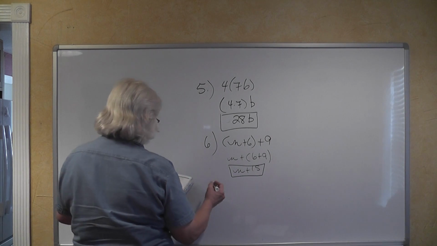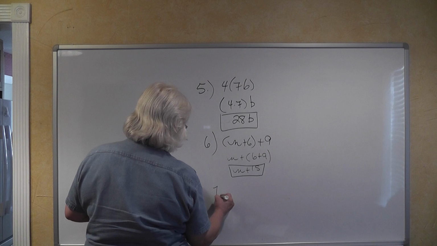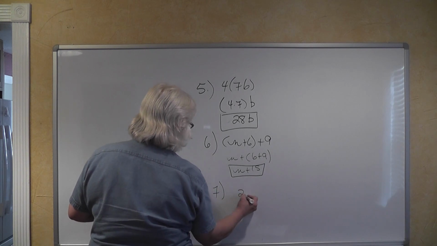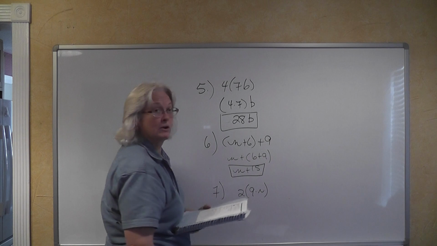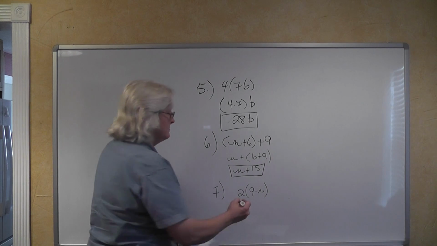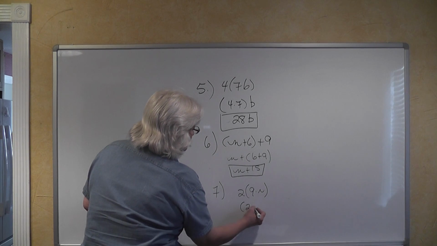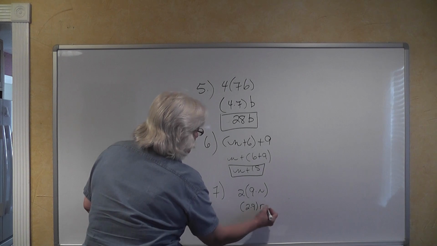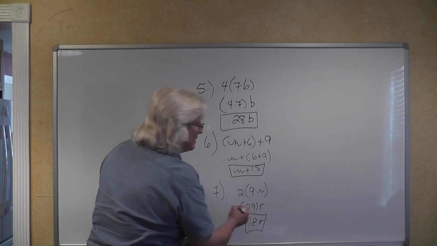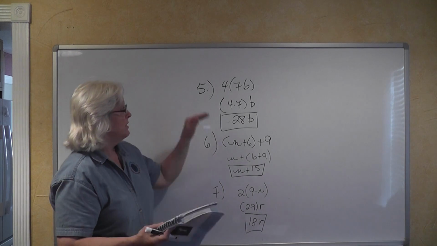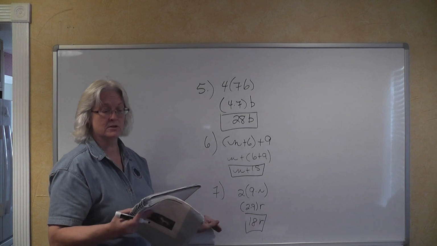Now we have number 7, which is 2 times the quantity 9 times r. Going to change our grouping again. 2 times 9 times r gives you 18r. All of these use the associative property.